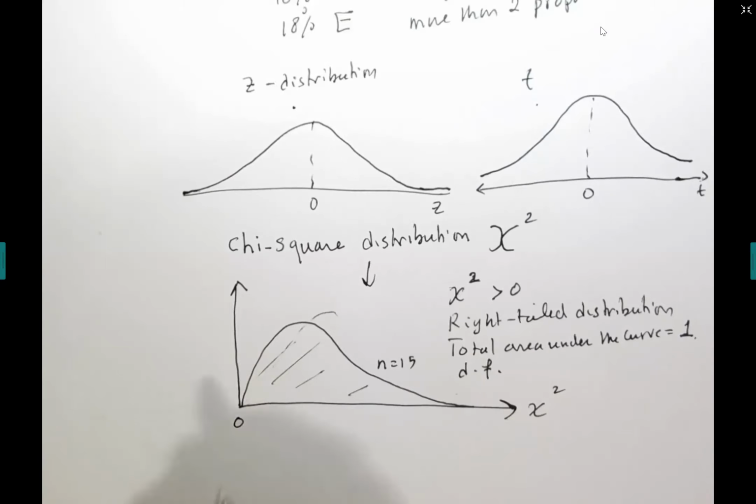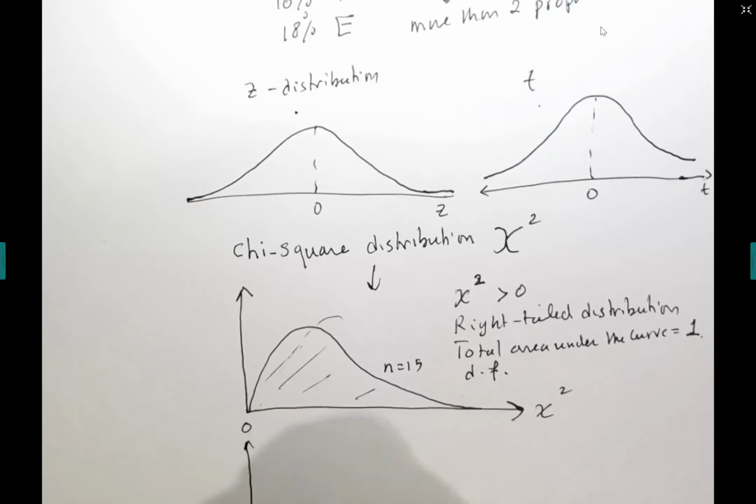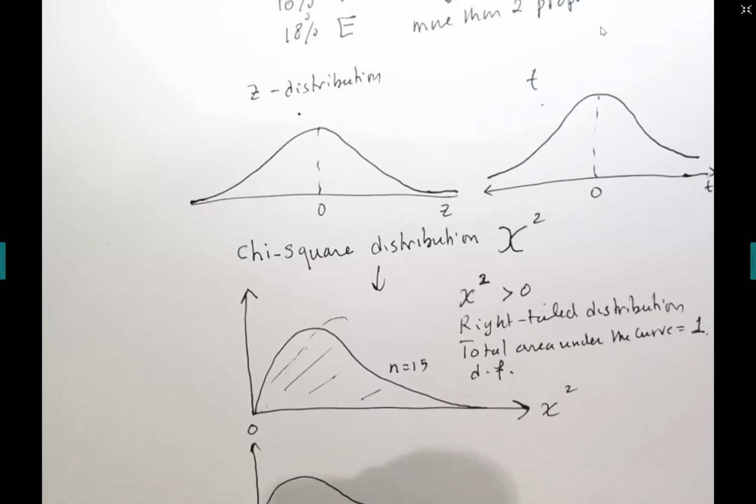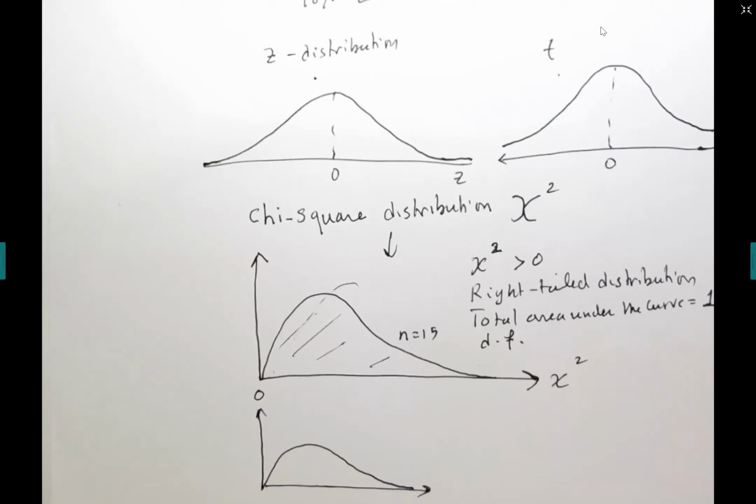So again, it is always a right tail distribution. It's always positive. The total area under the curve is equal to 1. So when you sketch this distribution, guys, you just do this. Simply do that. And just do a right tail distribution like this. That should be your chi-square.